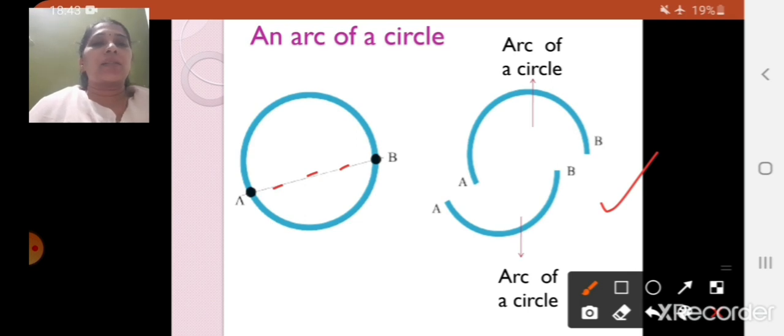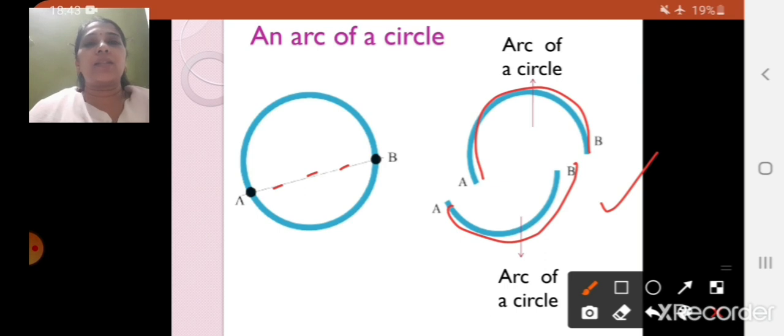So now if you see in the second figure, what is there? There are 2 arcs, right? Arc AB, you can see this arc AB, that is one arc of a circle, and the second one is the down one, that is another arc of a circle. So from one circle, since there are 2 points A and B, you will get 2 arcs, one arc on the upper shape and the other arc on the bottom shape, right children?